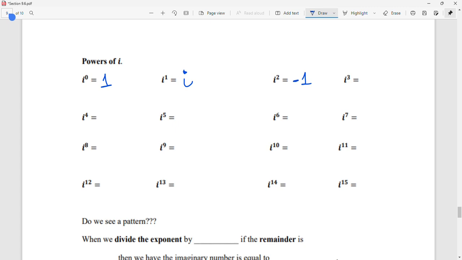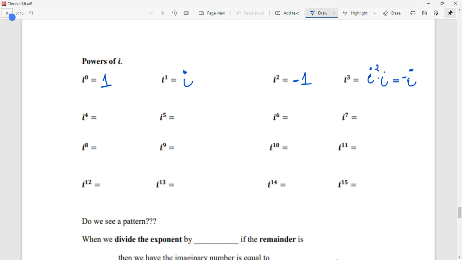But i cubed, we have to figure out what that is. So i cubed is the same as i squared times i. But we know what i squared is. i squared is negative 1. So i cubed is actually negative i.